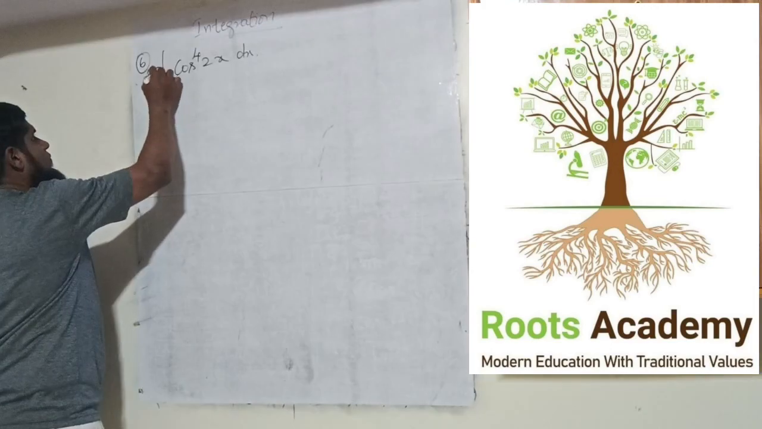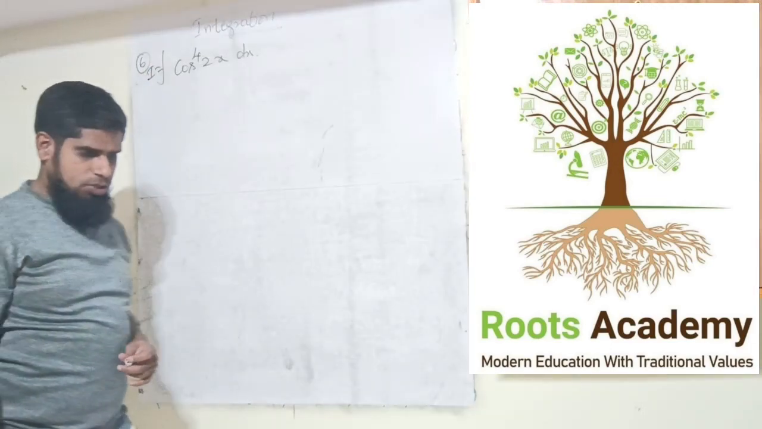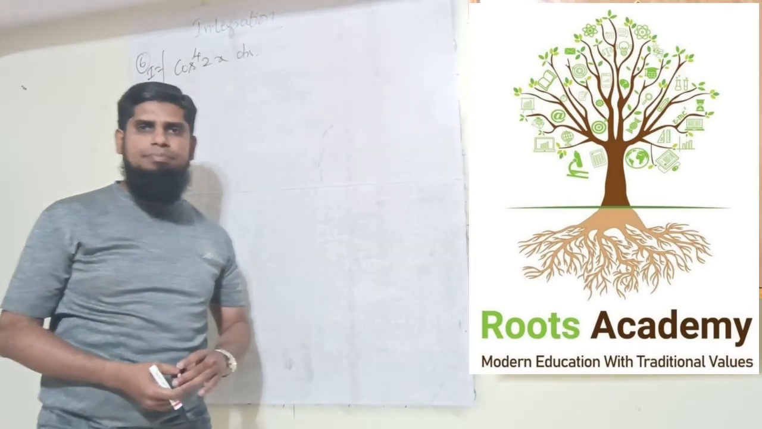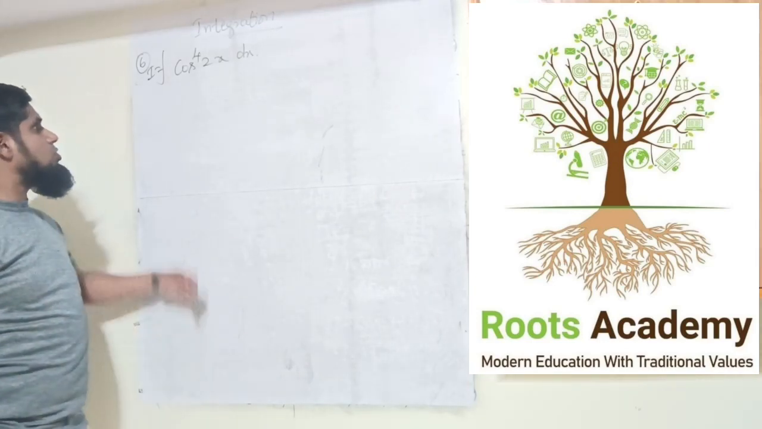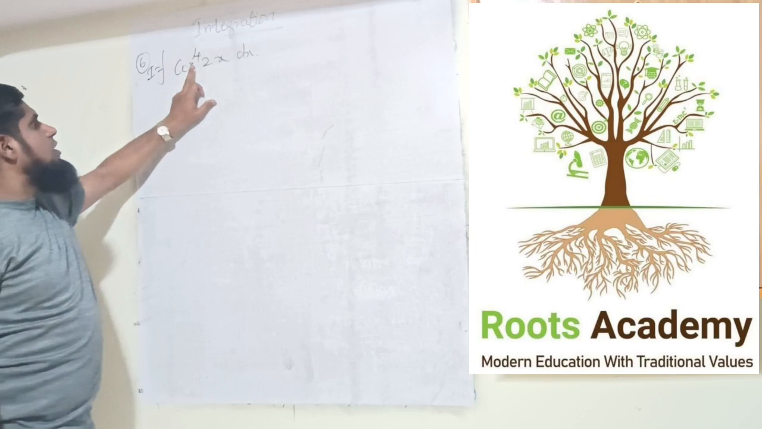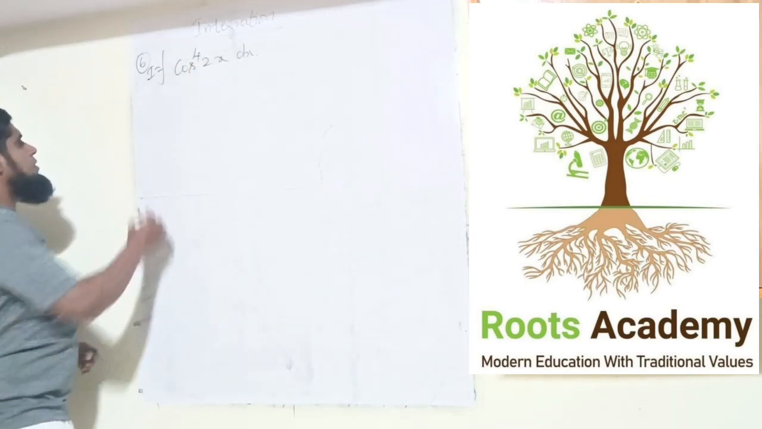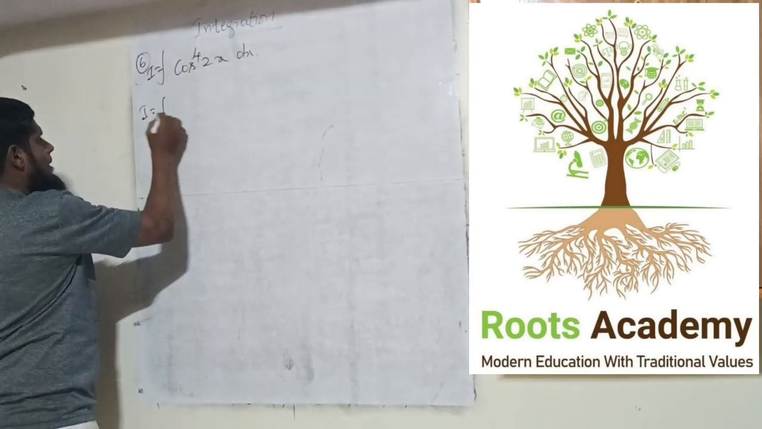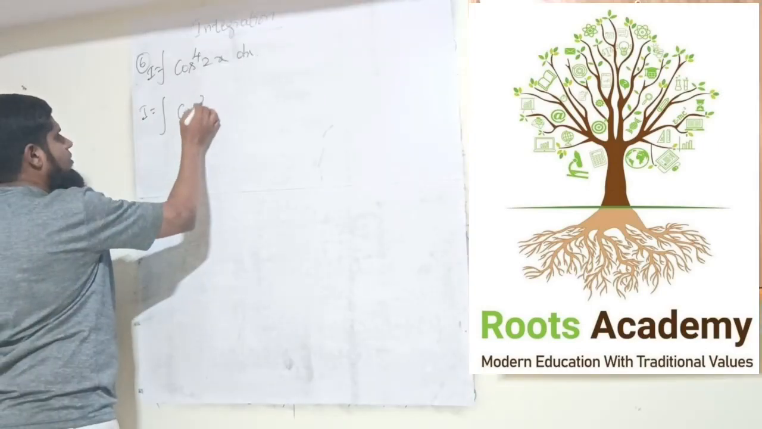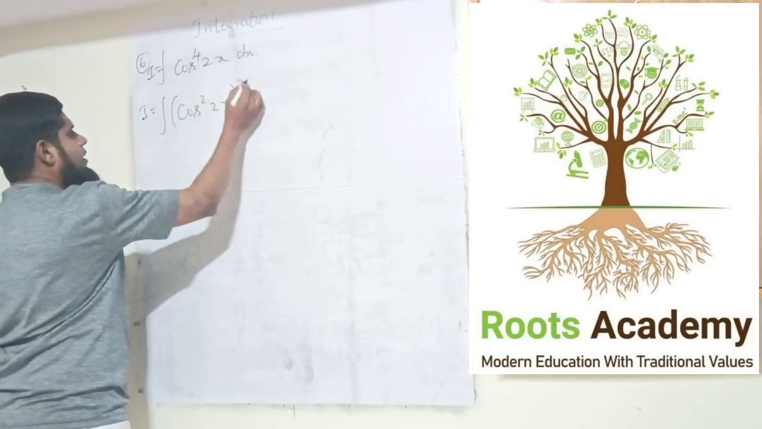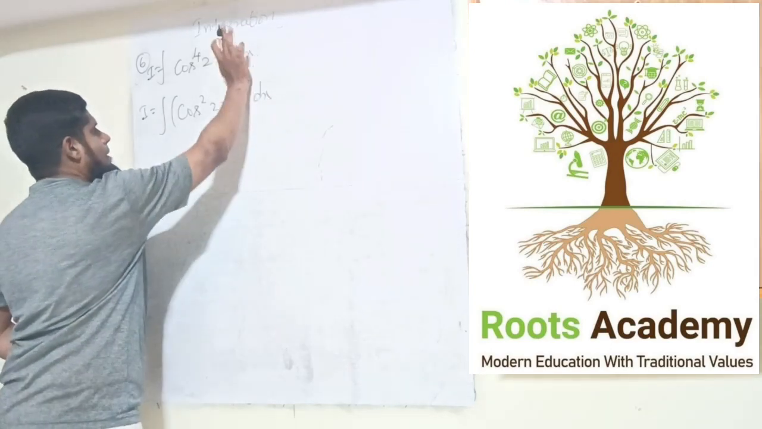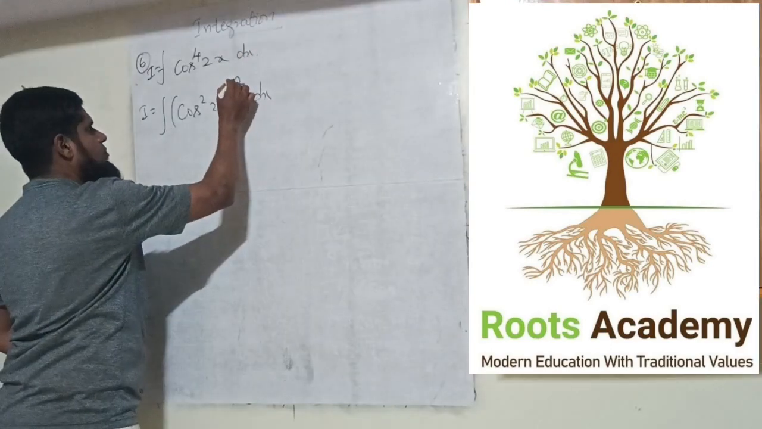Next, the integral of cos power 4 of 2x with respect to x. So student, here 4 can be written as 2 square. The best method of writing 4 is 2 square, or 2 into 2 also we can write, but I prefer 2 square here. That means my cos power 4 2x will be cos square 2x whole square dx.